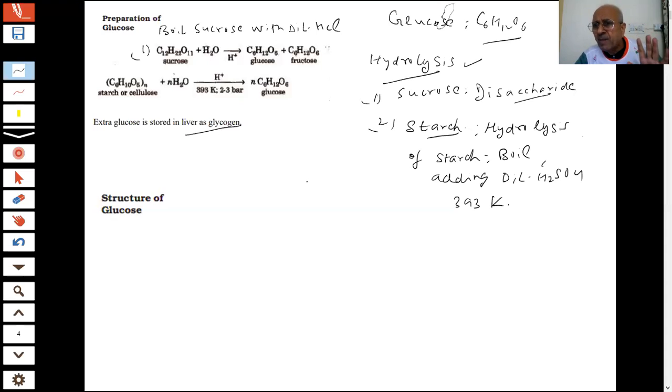Glucose will be asked in the paper, very important. We will be discussing in the next class the structure of glucose, which is a very vital question for the paper. We will continue your classes. We would like to finish the biochemistry part, then revise the physical part. We will be doing important questions from every chapter.